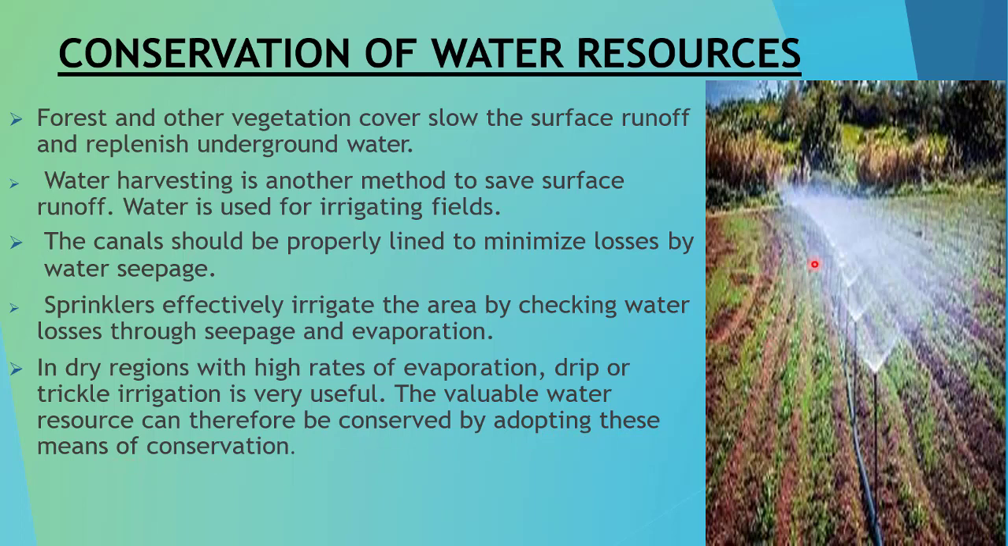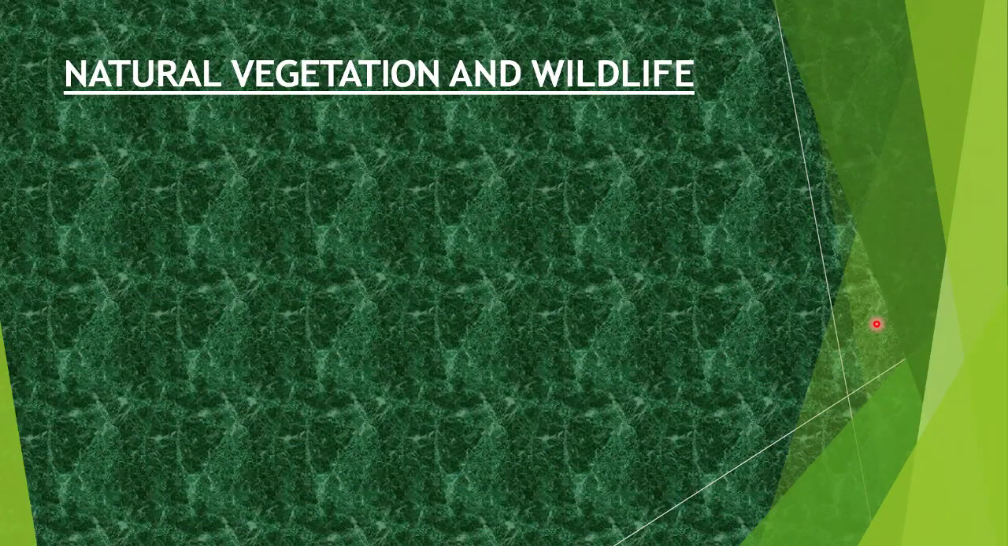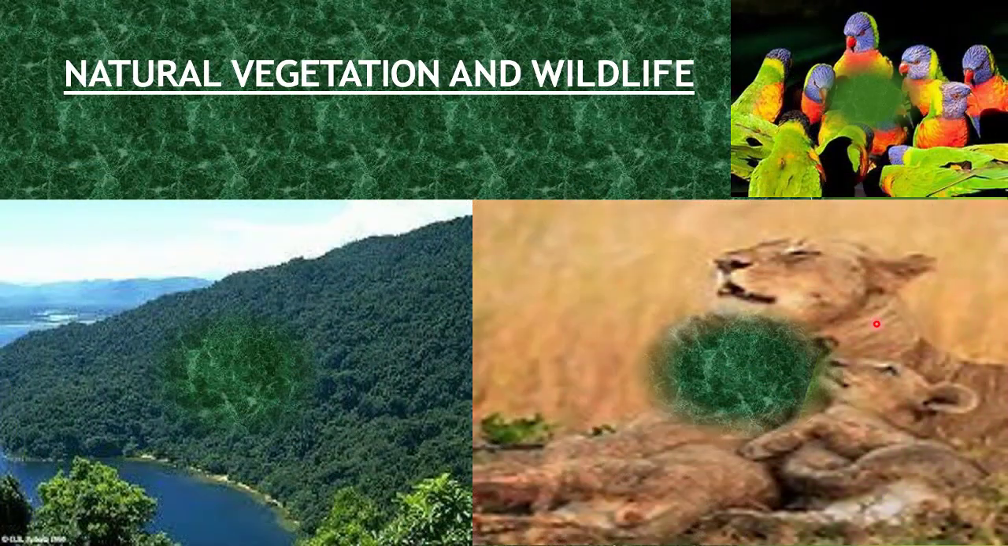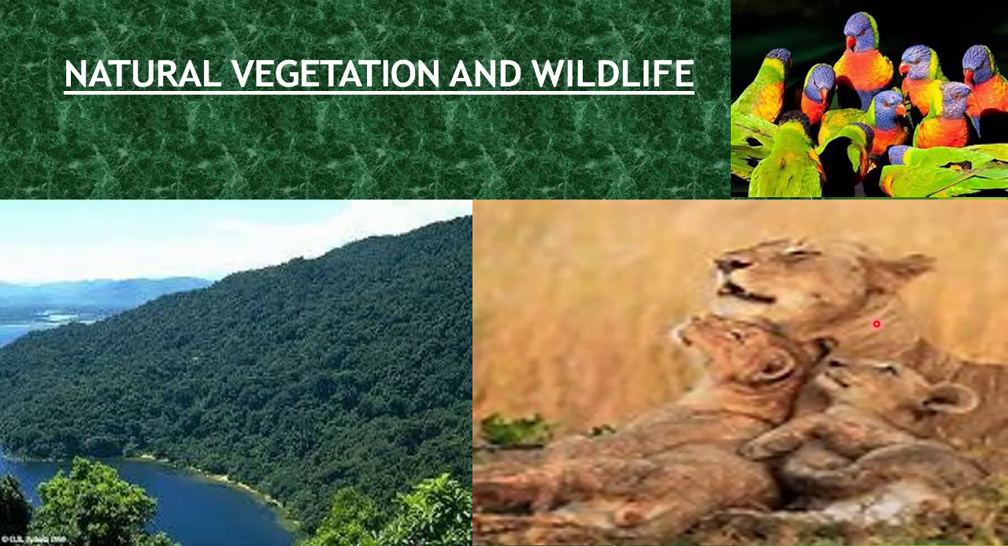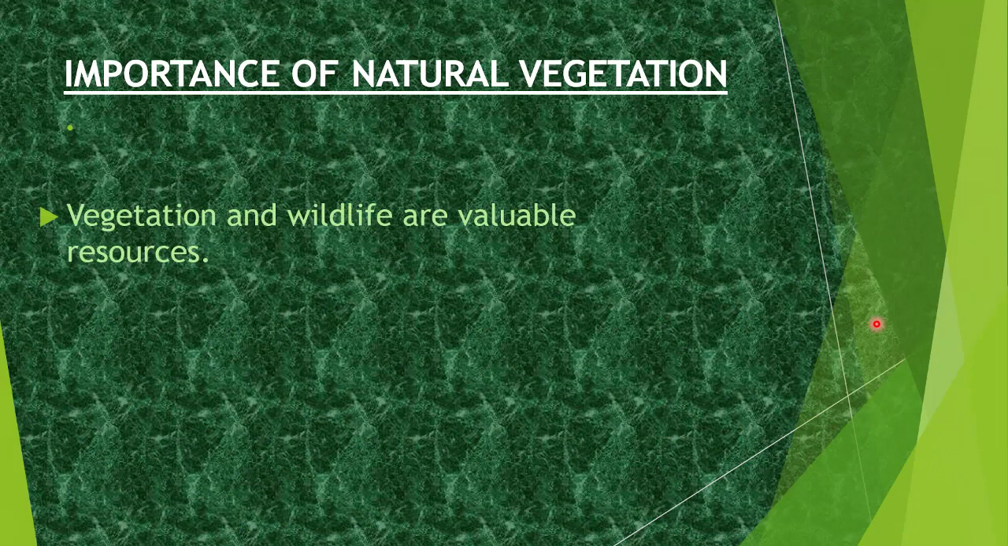And you can see the sprinkling irrigation. Now the next one, natural vegetation and wildlife. Natural vegetation and wildlife play an important role in our life and are very important.